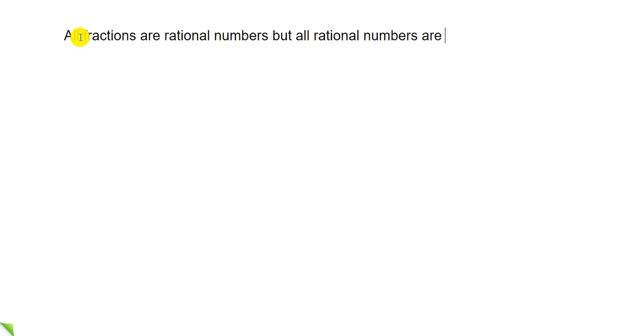So let me write down a very special property of rational numbers. All fractions are rational numbers, but all rational numbers are not fractions. If I ask you to justify this statement, how would you justify it? I can justify this statement by taking a few examples.